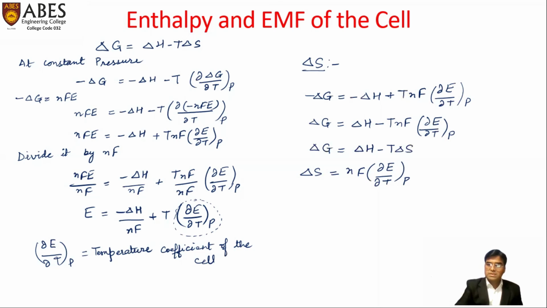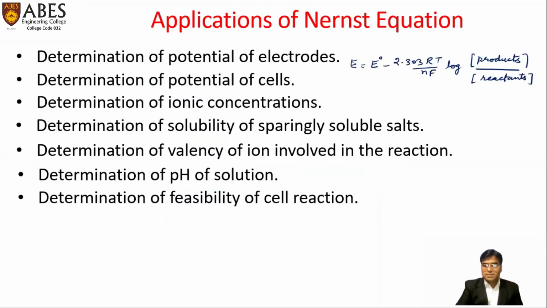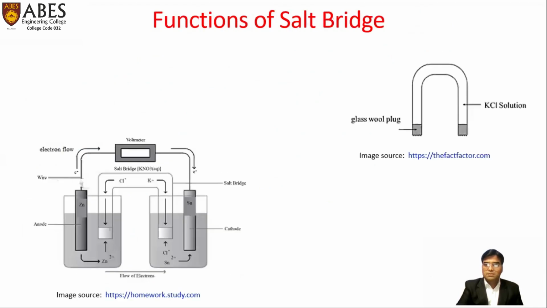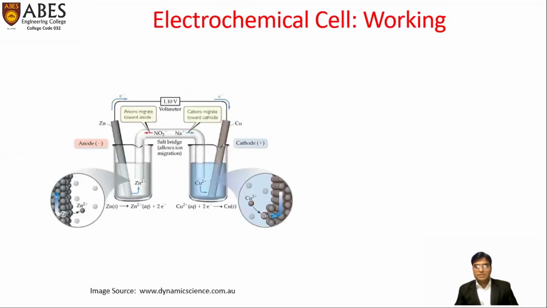Now we will see a few questions which have been asked in previous year examinations. Question 1, give the construction and working of the galvanic cell. And question 3, discuss the principle and working of a galvanic cell. Those have already been discussed here in this slide. Here we discuss the electrochemical cell and its construction, and here we discussed its working.